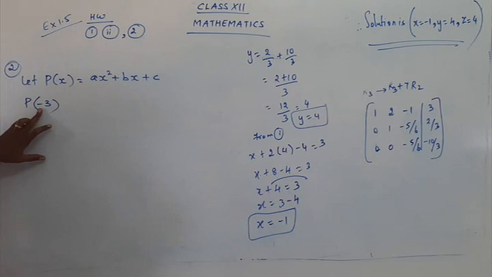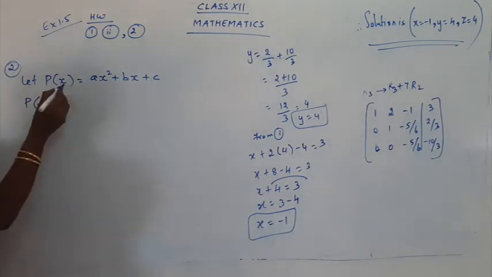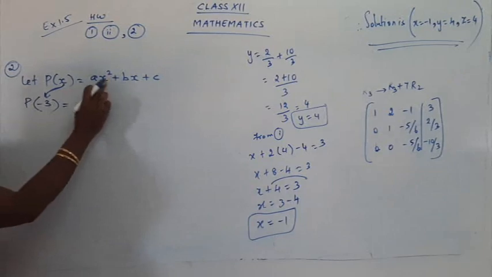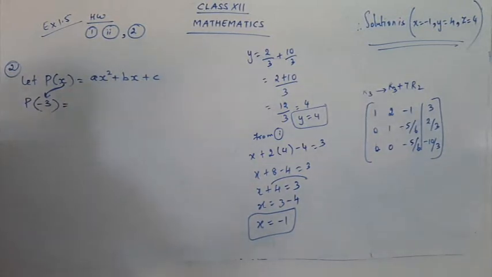X plus 3 is given, so you should take it here, minus 3. So what is P of minus 3? X is replaced as minus 3. Are you seeing the conversion? X is changed to minus 3. So wherever you have x, you are going to replace it as minus 3.